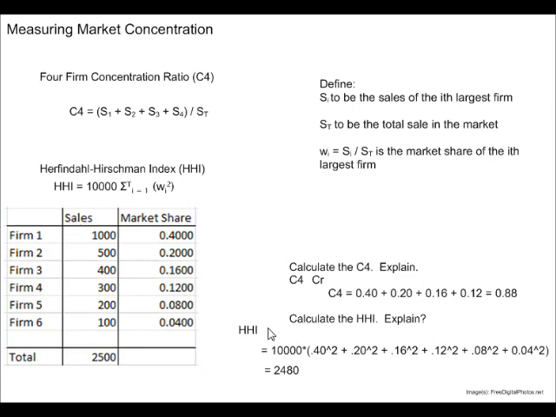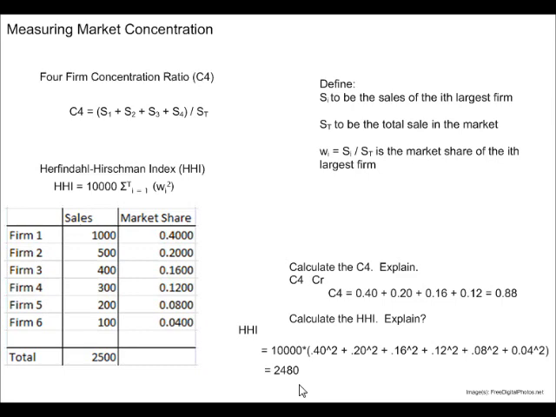The HHI, right, working through this equation up here, what we're going to do is take the market share not just for the top 4 firms, but for all of the firms. So I've got 0.4, 0.2, 0.16, 0.12, 0.08, and 0.04. I'm looking at all of the market shares, and what am I doing? I'm going to square each of those market shares and then add them all up. Multiply that value by 10,000, and we end up with a number of 2,480. One of the upsides of the HHI is that it's a better approximation of distributional changes in inequality or distributional changes in concentration.